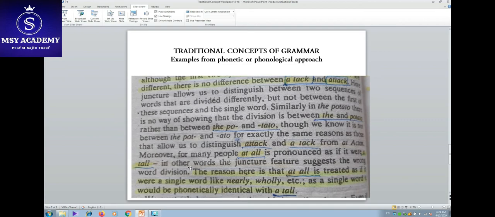Moreover, for many people, at all is pronounced as if it were a tall, instead of pronouncing at all. So it seems like the boy is a tall boy. The reason here is that at all is treated as if it were a single word, like nearly or wholly. It is treated like a single word, but due to the space which we find in writing convention, these are two words. So this is what has been explained here.